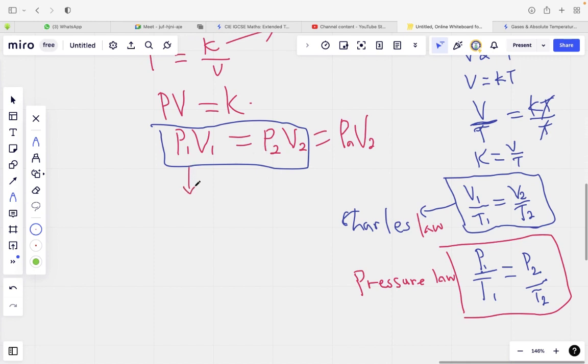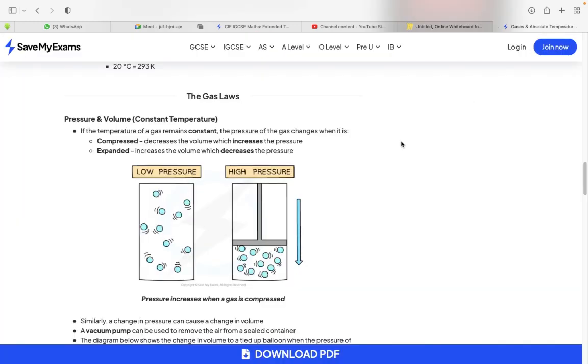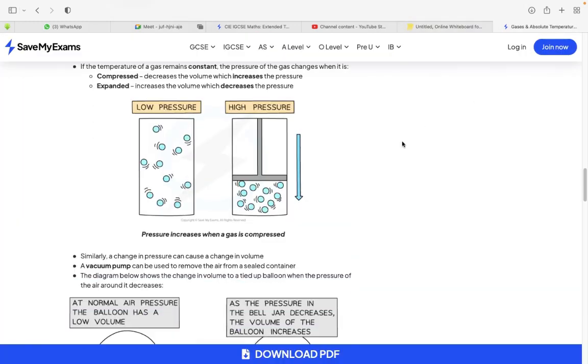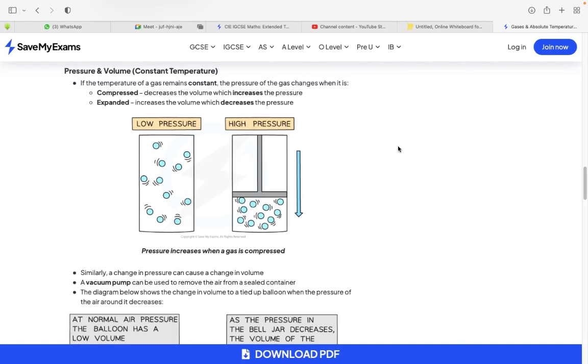This one. Boyle's law. But in IGCSE, I think the focus is more on Boyle's law. Okay. So that's that. Now, we say the pressure is inversely proportional to volume.